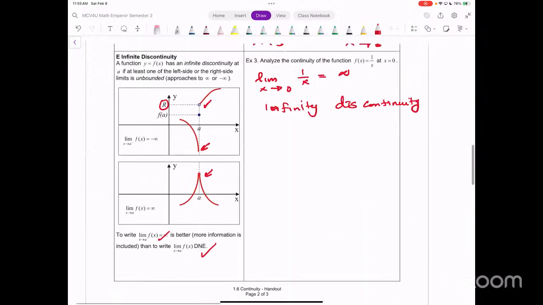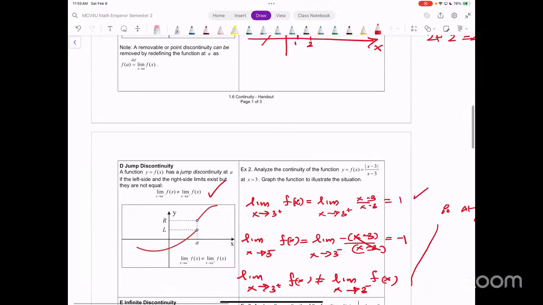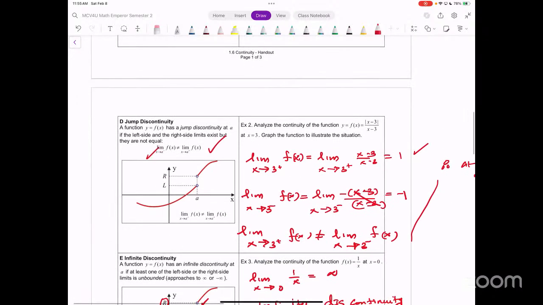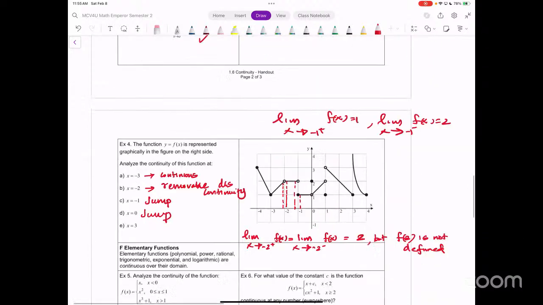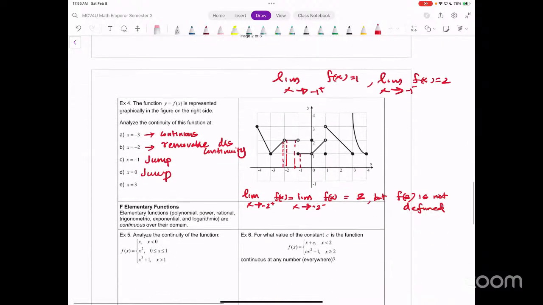So let's go back to see what the condition for the jump is. The jump, the limit a minus, a plus. If the left side limit and the right side limit exist, you can see on the left side of 0, I got 1. On the right side of 0 is also 1, but the function is not defined at that point, isn't it?